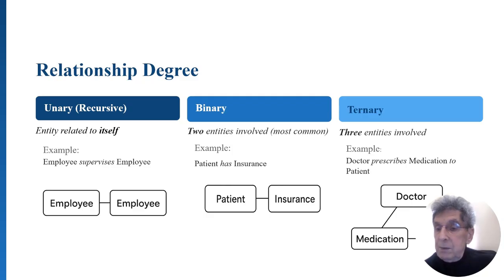Now, a ternary relationship involves three entities. Fortunately, this is less common. For example, the doctor prescribes medicine to the patient. Three entities are involved: the patient, the doctor, and the medicine. The prescription connects all three. Ternary relationships are less common, but are more complex to implement. Often you'll model them as an entity with three binary relationships.